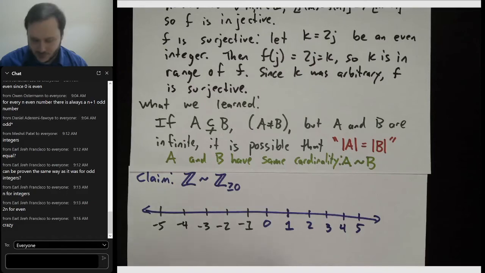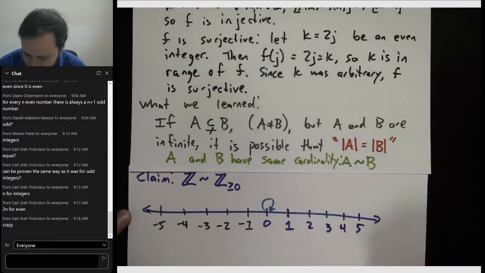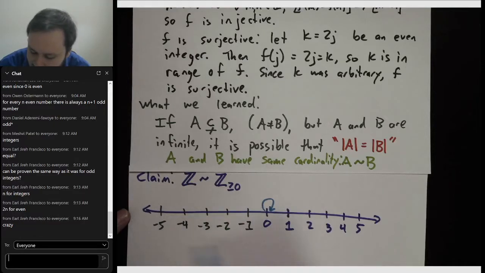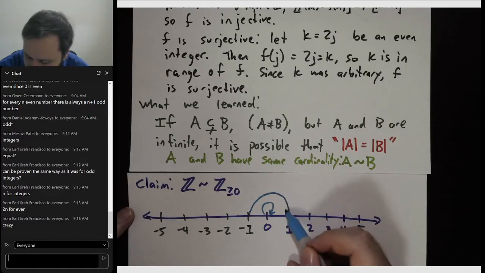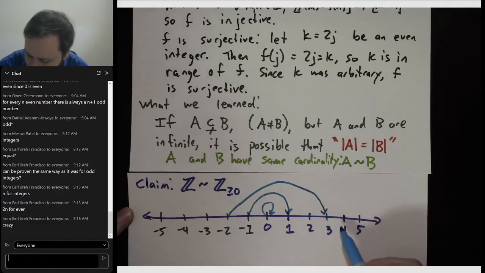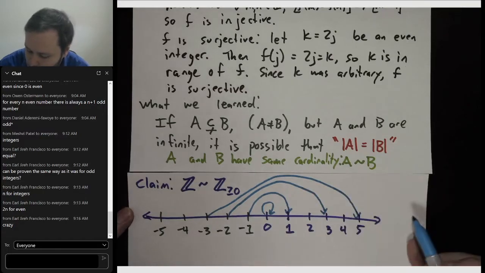Here's my plan for how I'm going to do that. 0 is just going to go to itself. And I'm going to have my negative numbers map to my odd numbers. So -1 is going to map to 1. And -2 is going to map to 3. And -3 is going to map to 5. And I'm going to keep going like that.